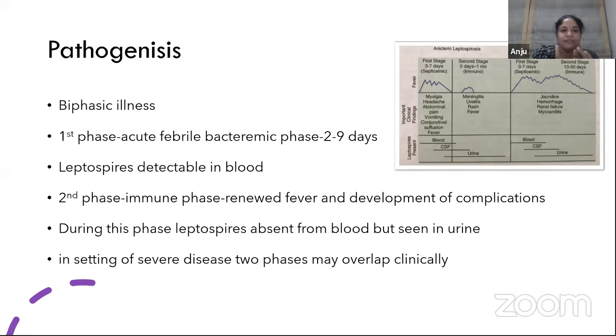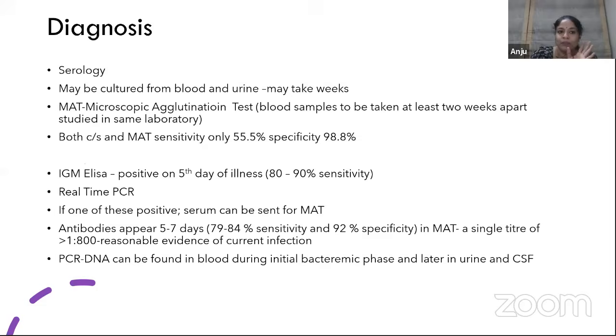This disease is a biphasic illness where the first phase is the acute febrile bacteremic phase for the first 2 to 9 days. It is during this time that leptospires are detectable in blood. The second phase is the immune phase. It may prolong from weeks to a month, where there is a renewed episode of fever and the development of complications. During this phase, leptospires are not seen in blood but can be obtained in urine. In certain settings of severe disease, these two phases may also overlap.